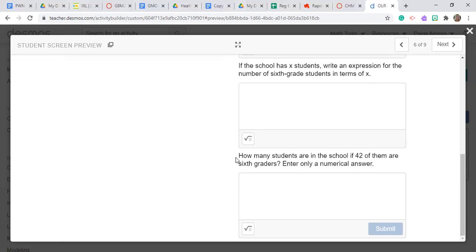Last one. How many students are in the school if 42 of them are sixth graders? Enter only a numerical answer. Go ahead and pause the video and do the work.